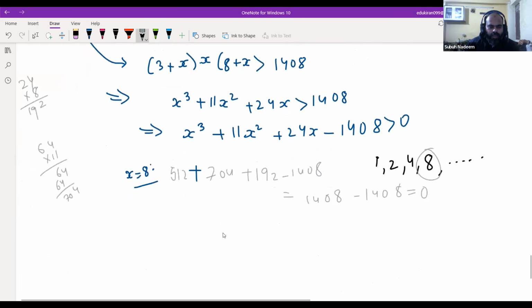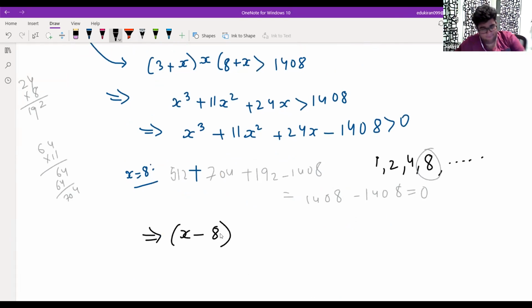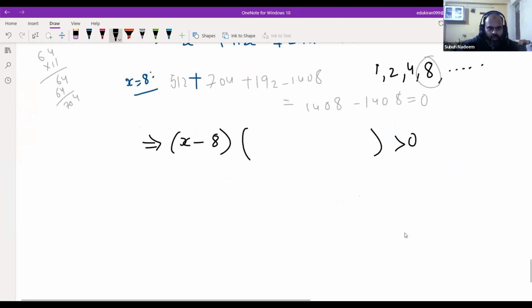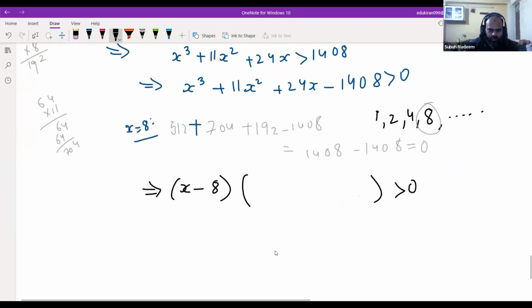So what you will take, that x minus 8 is a factor. Now you have to find the quotient. So when you will divide x cube plus 11x square plus 24x minus 1408, would you do this or should I do? I'll try. Okay, just try. Divide it with x minus 8.